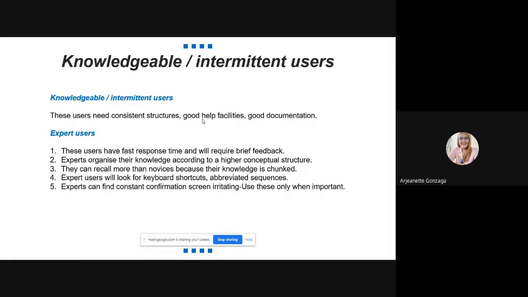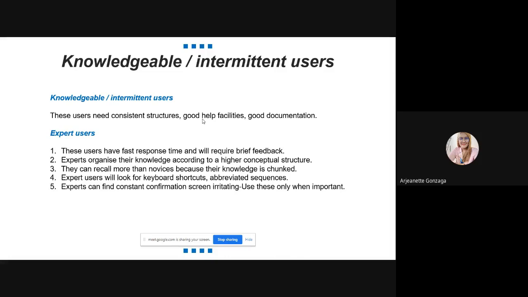So, next is the knowledgeable or intermittent user. These users need consistent instructions, good help facilities, and good documentation. The expert users naman, these are the users that have fast response times and will require brief feedback. Ito yun sa mga expert, konti na lang yung response time nila kasi alam na nila yung gagawin. And meron lang silang maikling feedback.